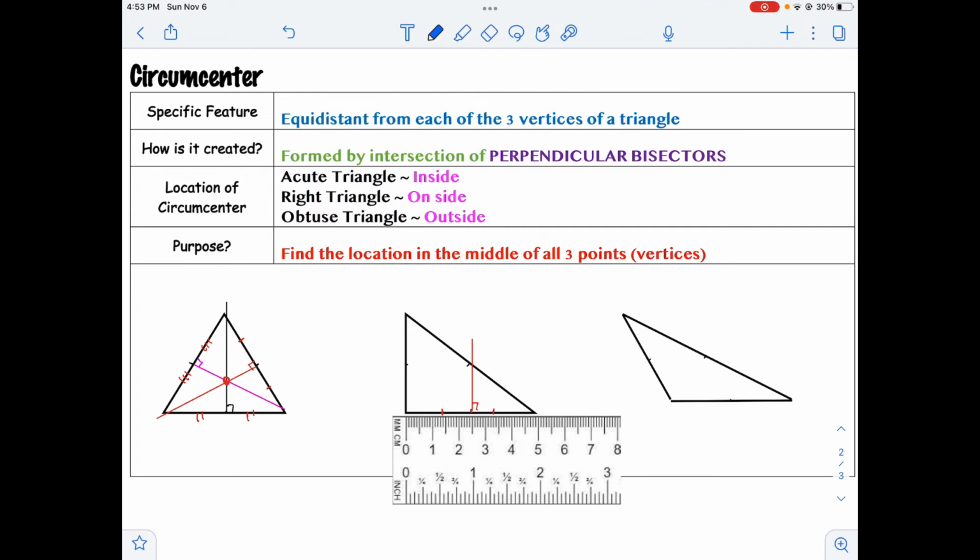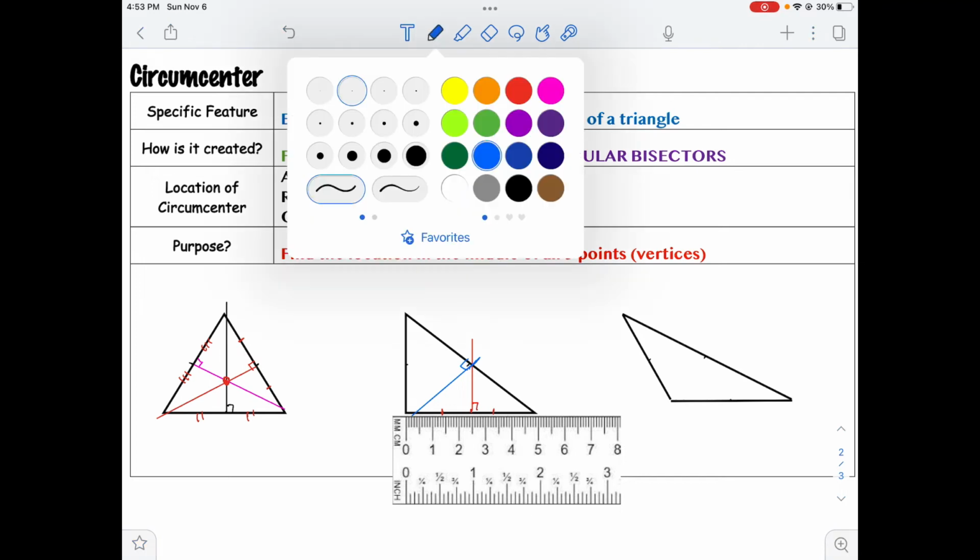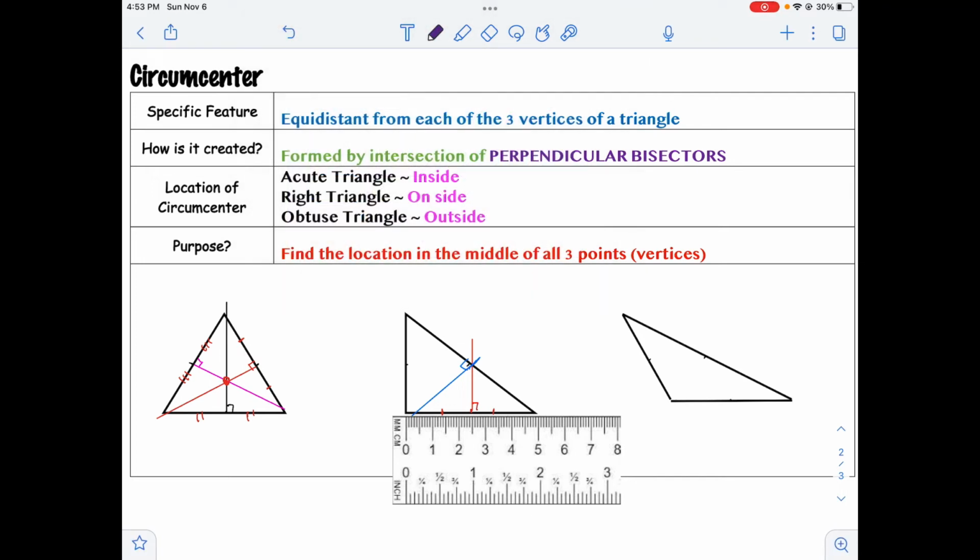If I did a 90 degree here already, because I already measured, and I go through, so 90 degree, and then I'll do another color here, and 90 degrees, and here. Then here is my circumcenter. And notice it is not inside, it is actually on the side. It is on the side here for my right triangles.